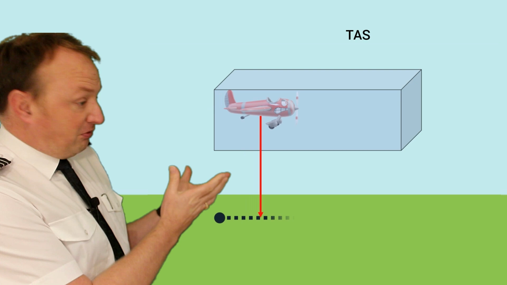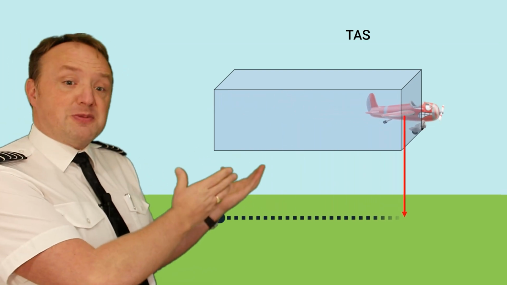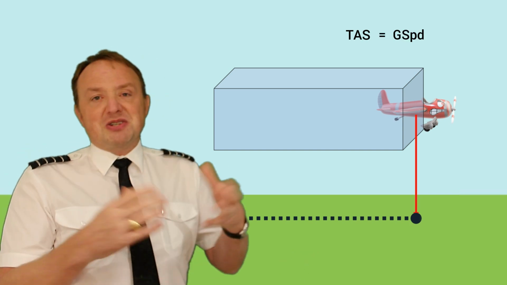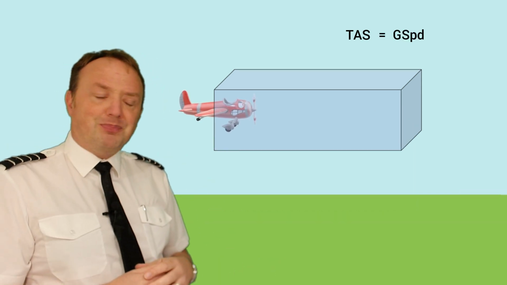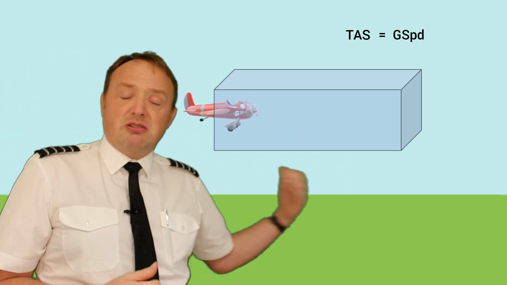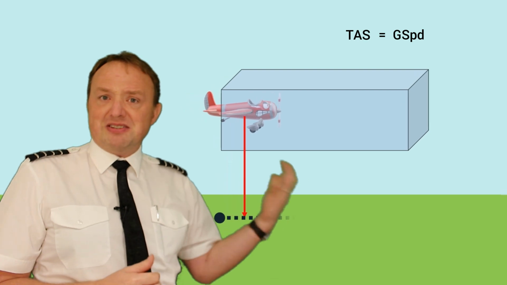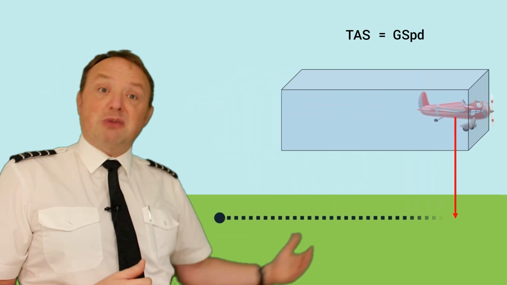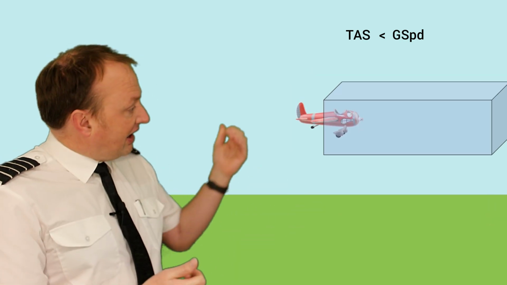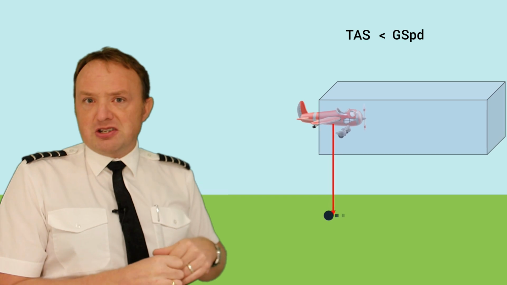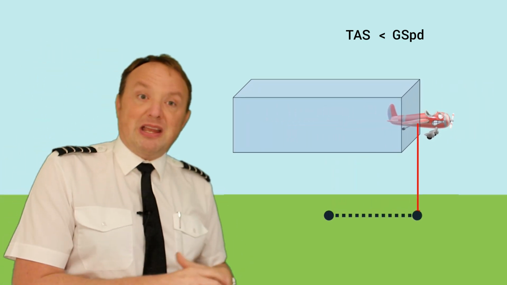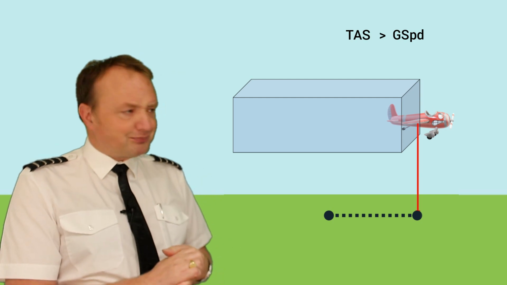Now, if the air does not move, the true airspeed will be the same as the speed over the ground, i.e. the ground speed. But of course the air does move. That's what we call the wind. If the wind is in the same direction as our desired direction of travel, we call that a tailwind, and our ground speed will be greater than our true airspeed. And the opposite applies. If the wind is moving in the opposite direction to our desired direction of travel, we call that a headwind, and our ground speed will be lower than our true airspeed.